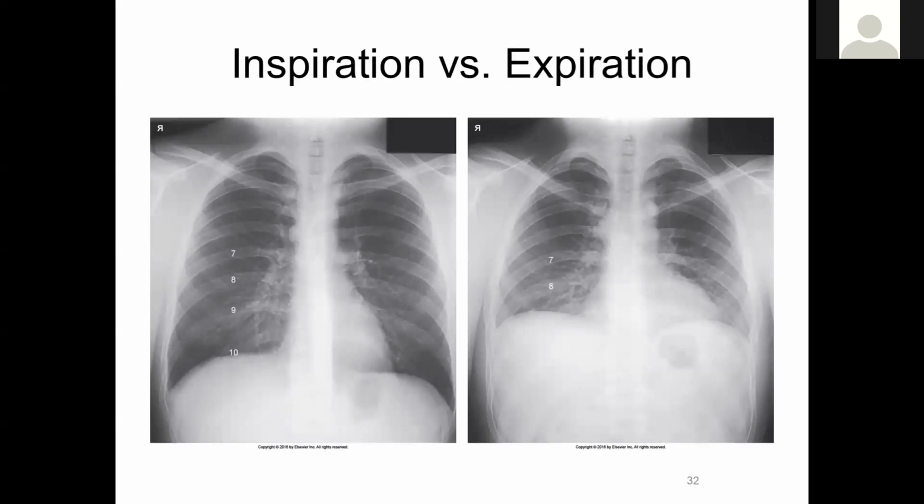Here's an example of inspiration versus expiration. This appears to be the same patient. And sometimes we do both, so they can look for pathology. The ribs are counted here for you. Notice 10 ribs visible above the diaphragm on this first image. This is inspiration versus expiration. We're pushing air out of the lungs. The diaphragm rises. Notice how compact the lungs appear versus inspiration.